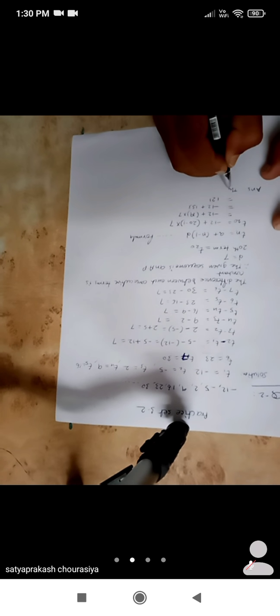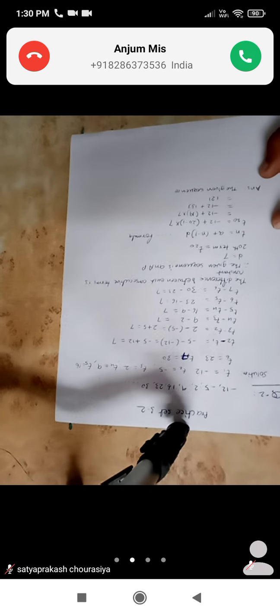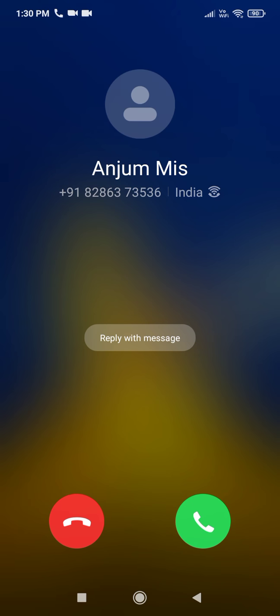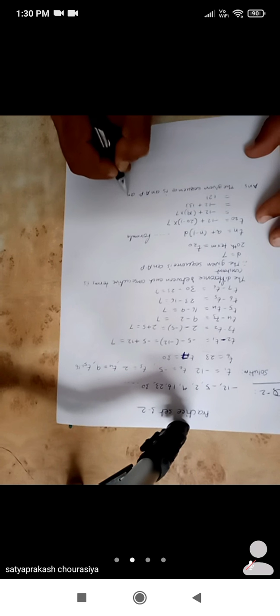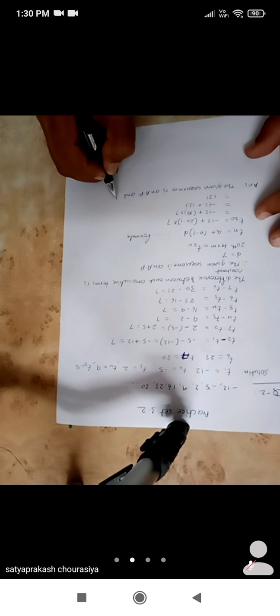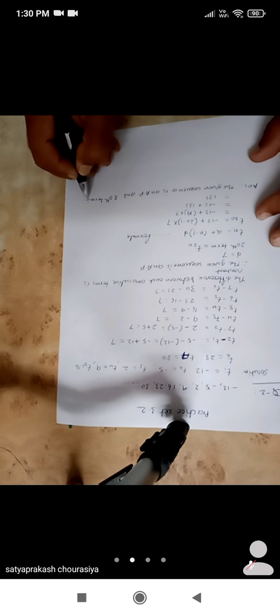The given sequence is an AP and the 20th term is 121. Okay, it's clear now. The given sequence is an AP and the 20th term is 121. We have mentioned this.